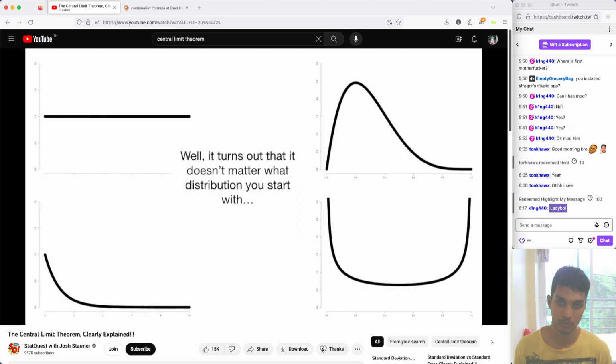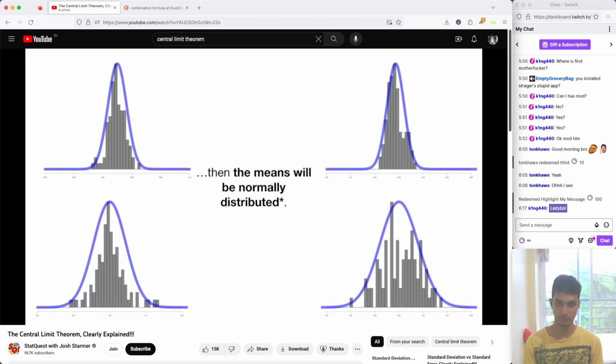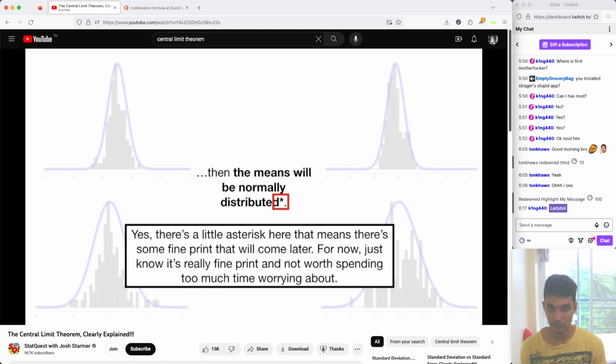Well, it turns out that it doesn't matter what distribution you start with. If you collect samples from those distributions, the means will be normally distributed. Yes, there's a little asterisk here that means there's some fine print that will come later. For now, just know it's really fine print and not worth spending too much time worrying about.